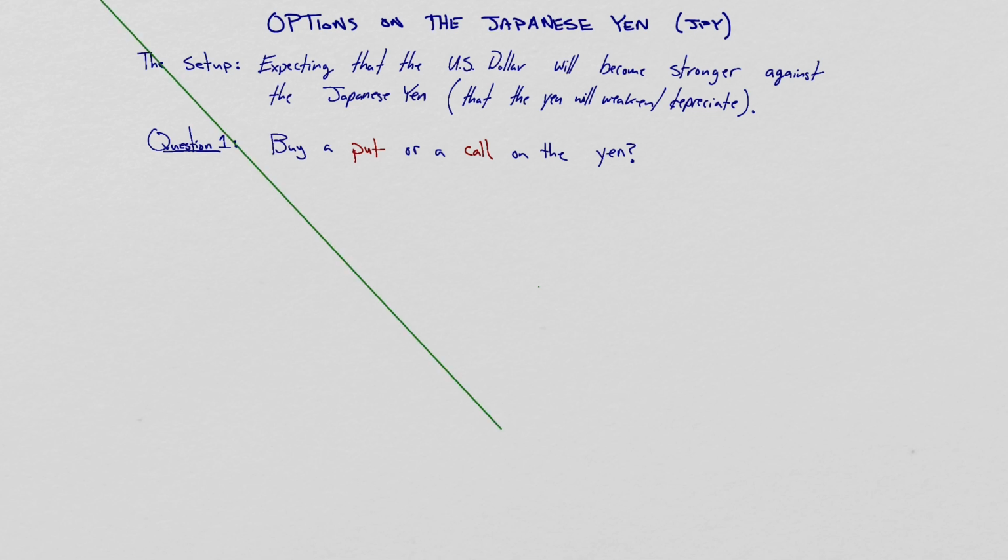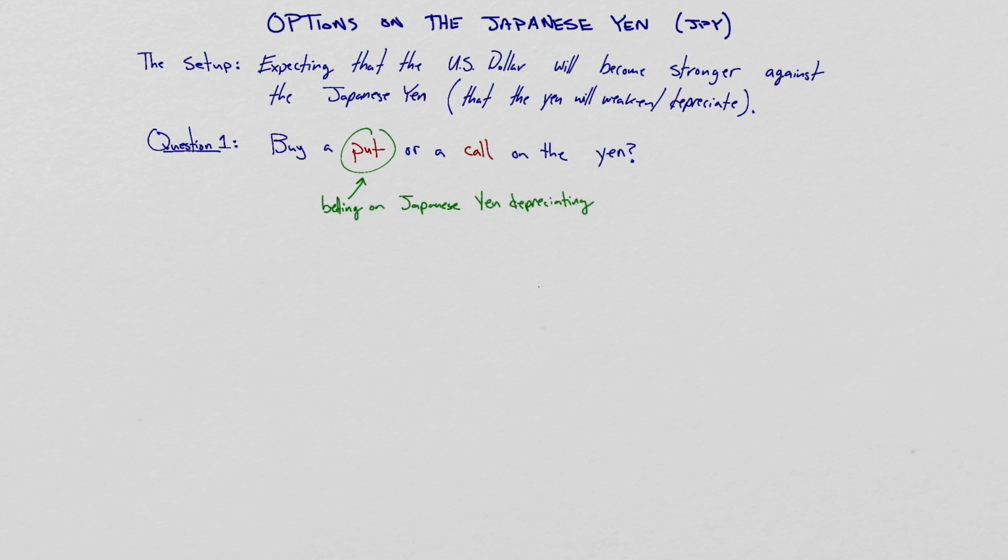And the answer is that you're going to want to buy a put, because a put bets on the price of something falling, or rather we should say weakening. We're betting on the Japanese yen depreciating, and so we want to buy a put on the Japanese yen to take advantage of that.